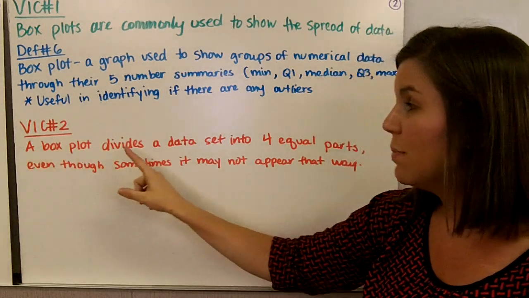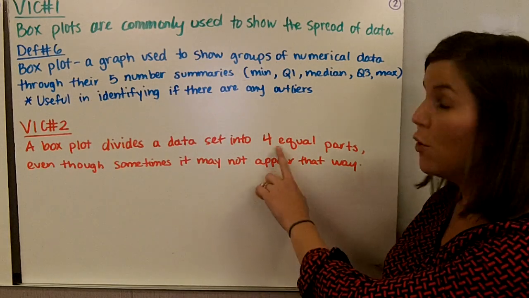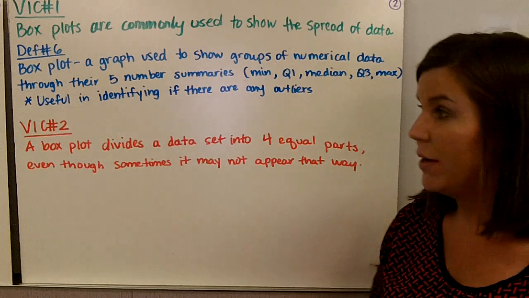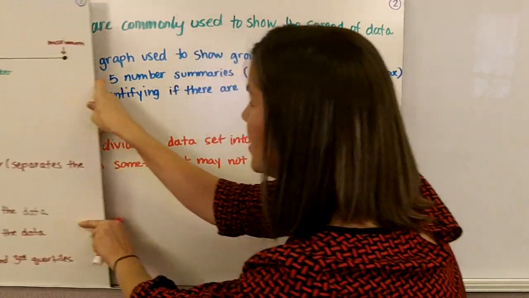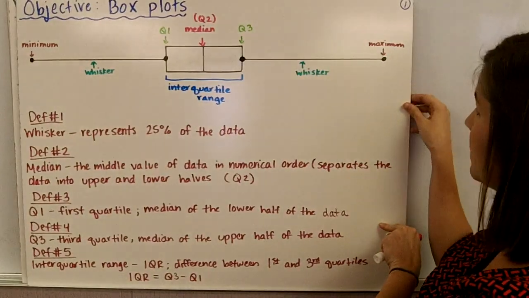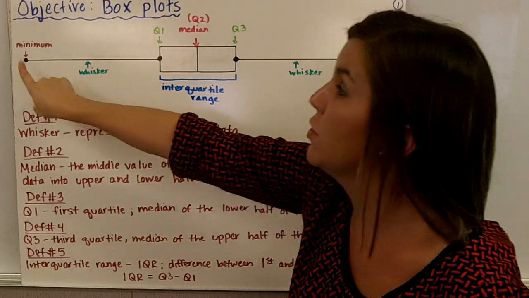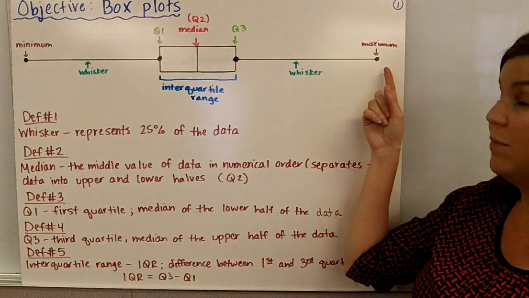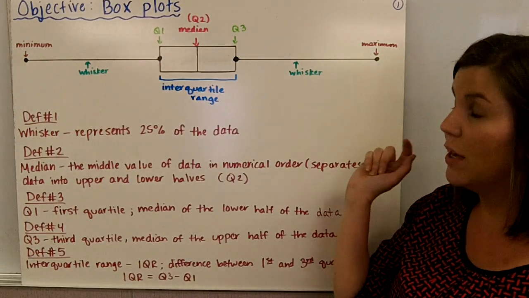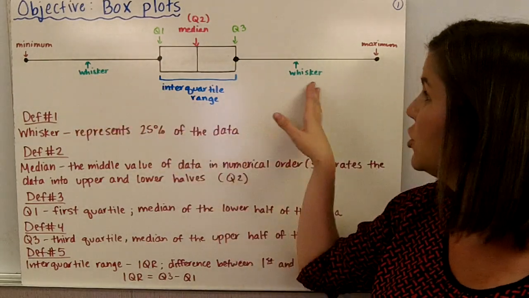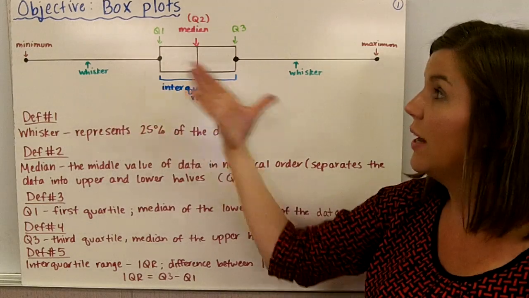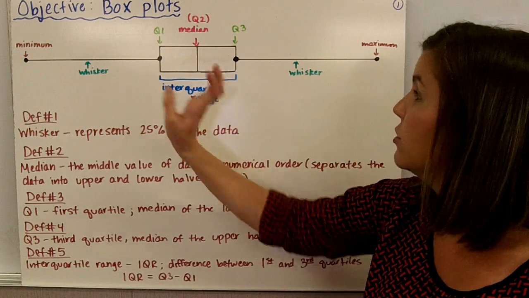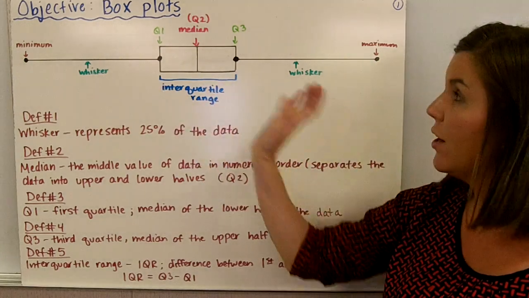Big idea number 2: a box plot divides the data into 4 equal parts, even though sometimes it may not appear that way. So let's look at the pieces now that we have the definitions. The minimum is farthest to the left, the lowest point, and the maximum is farthest to the right, the highest data value. The 2 whiskers each show 25% of the data. So 25% here and 25% there.